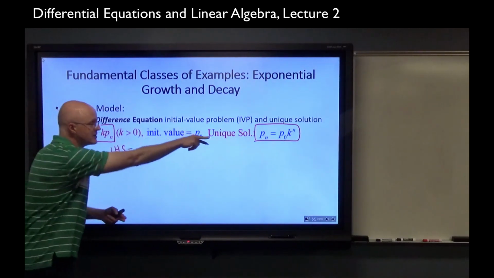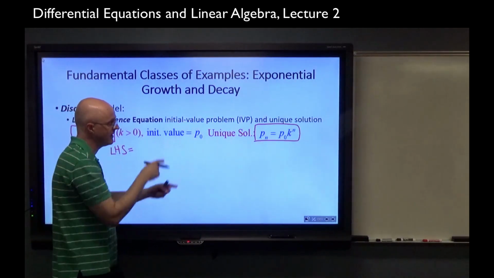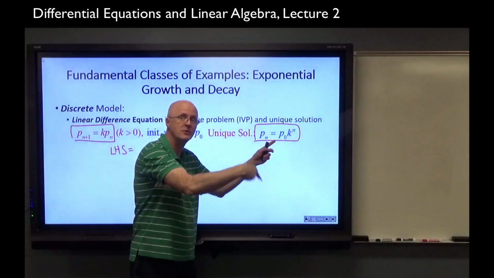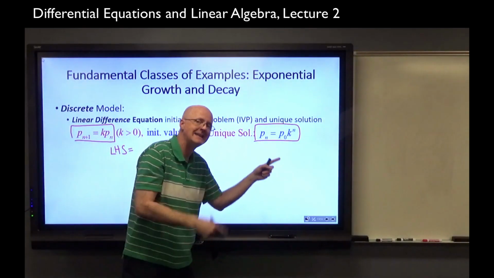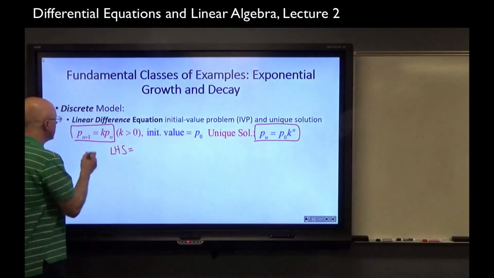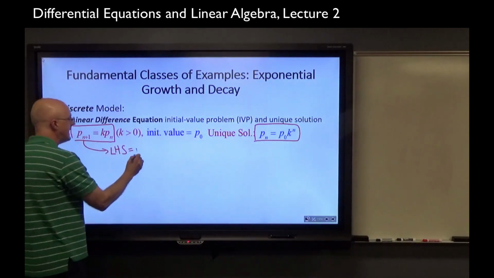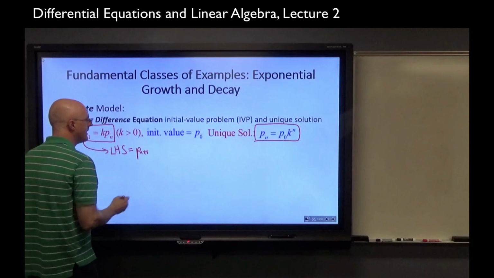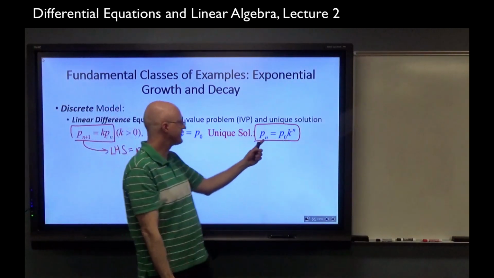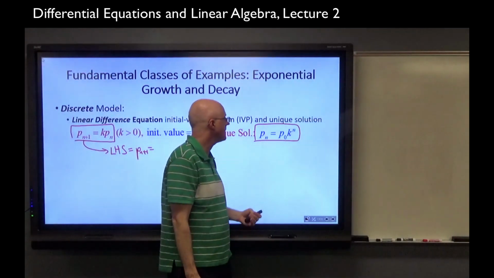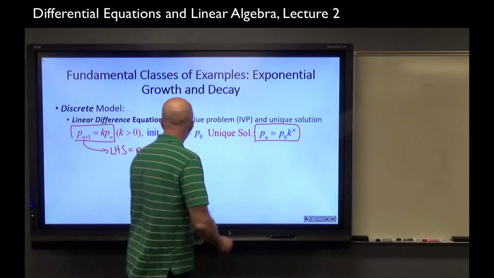You take this function right there, function of n, a discrete function. We think of n as 0, 1, 2, 3, etc., non-negative integers. Plug it into the left-hand side of the difference equation. Find P sub n plus 1, in other words. What does that mean? That means use this formula and replace the n with n plus 1. So I get P0 times k to the n plus 1.